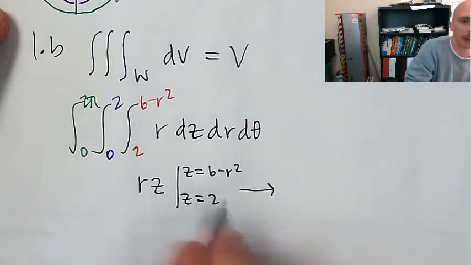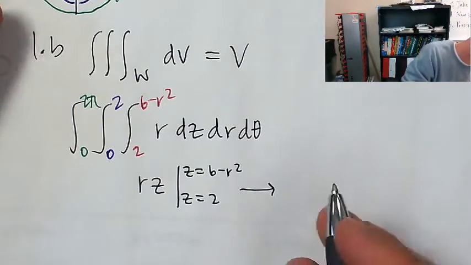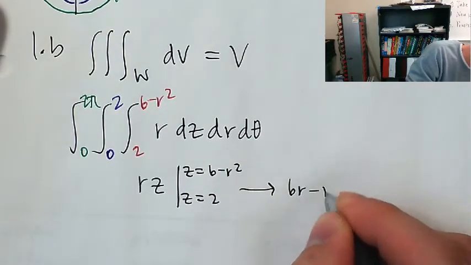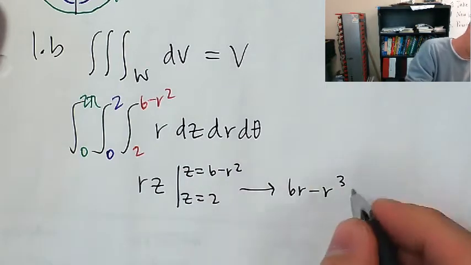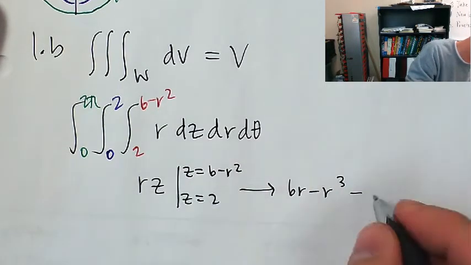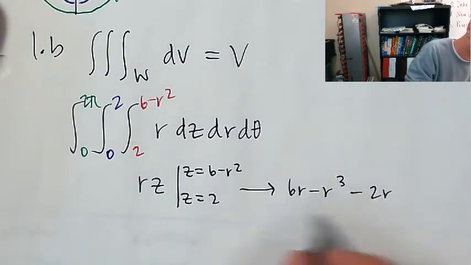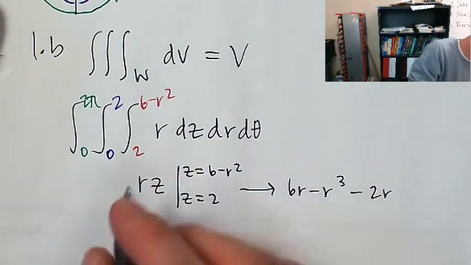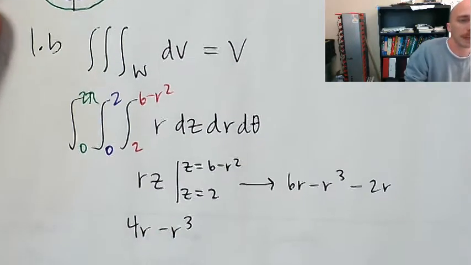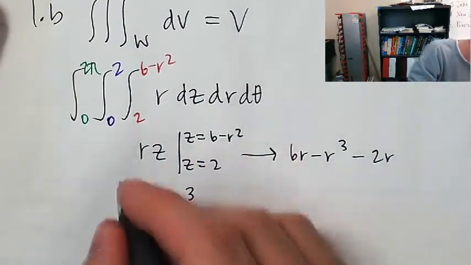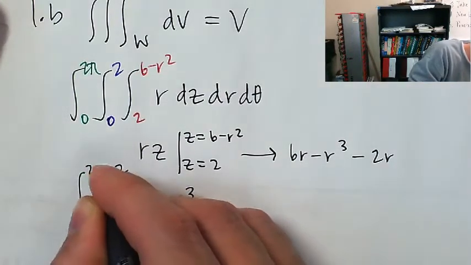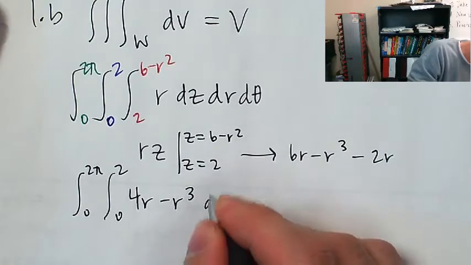And I'm just going to do this here, and then I'll plug that back into the double integral. Okay, so r times z is 6r minus r to the 3. And then I'm going to be subtracting what happens when I plug in 2 for z. That would be 2r. Okay, so in total, I've got 4r minus r to the 3. And I'm integrating that from 0 to 2, 0 to 2 pi, dr d theta.